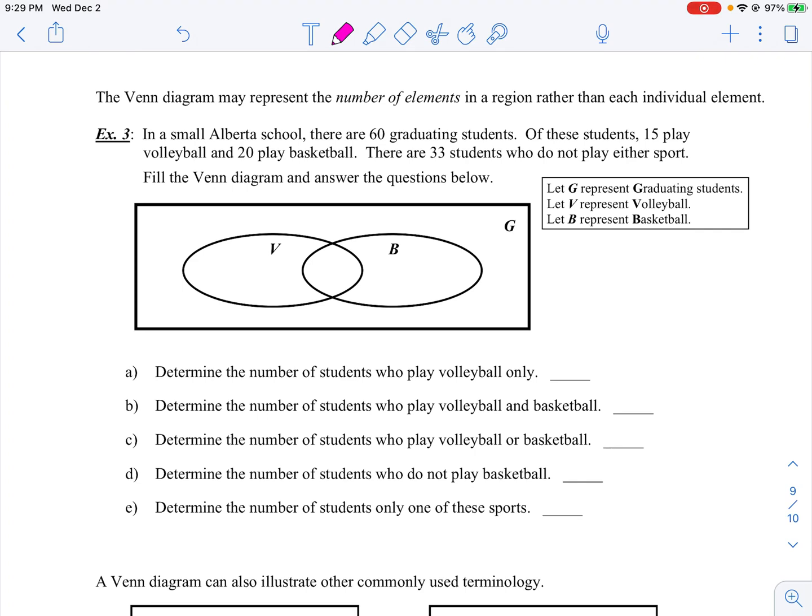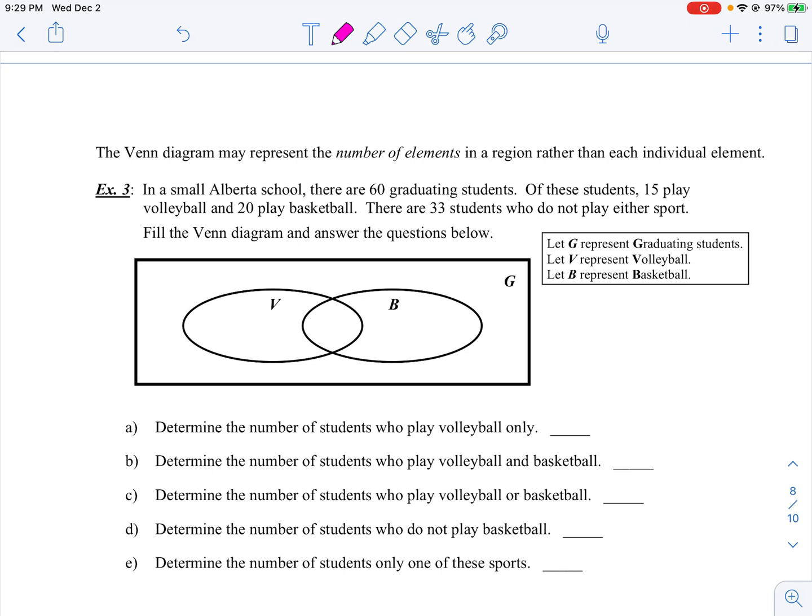Let's do another example. This is very similar to the example we did yesterday, but we'll give it another shot. So we have this Venn diagram that represents a certain amount of graduating students again. Of these students, 15 of them play volleyball, so this whole circle has to add up to 15. And 20 of them play basketball, so this whole circle has to add up to 20. There are some overlaps, so it's not just 15 and 20. And then there are 33 students who don't play either sport, so those are outside. They're still graduating students, but they're outside.